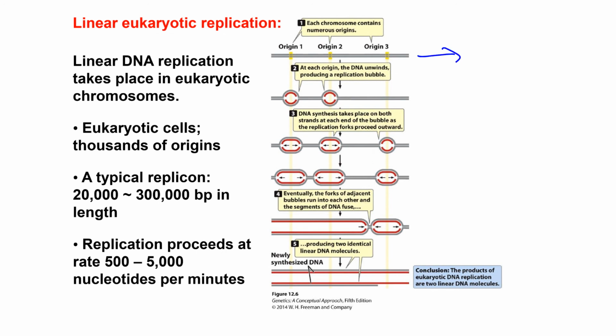The replication in each replicon starts from an origin. It starts at the same time in euchromatin, let's say, and it proceeds both ways, so it is bidirectional. So each replicon has two replication forks, and the speed of replication at each fork varies between 500 to 5000 nucleotides per minute. This replication proceeds both ways until two replication forks, or two replication bubbles, connect and fuse together and produce two identical linear DNA molecules.